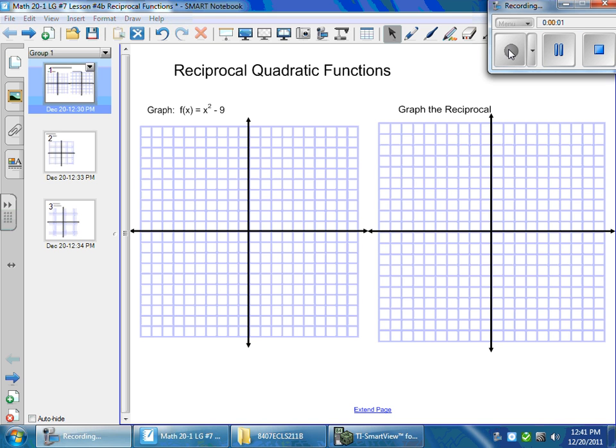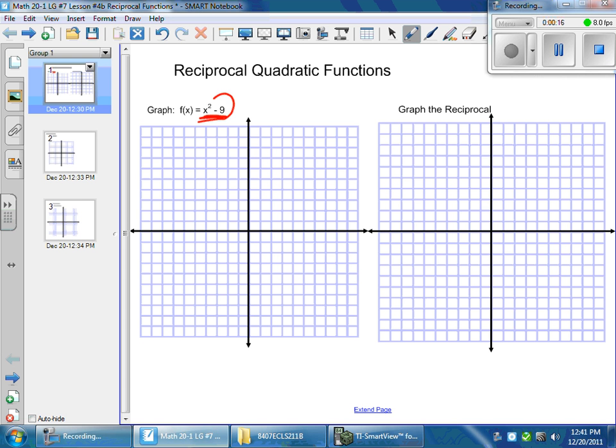Now let's look at reciprocal quadratic functions. Quadratic meaning, of course, it has to have that nice little x squared up there. That's really quite important. Okay, so let's take a look at a simple thing here. Remember this x squared minus 9, which is a nice parabola.